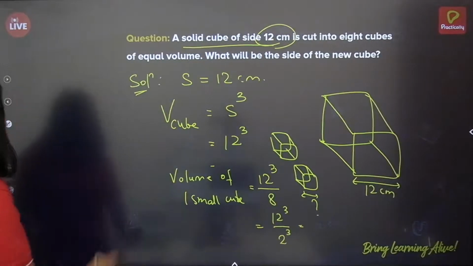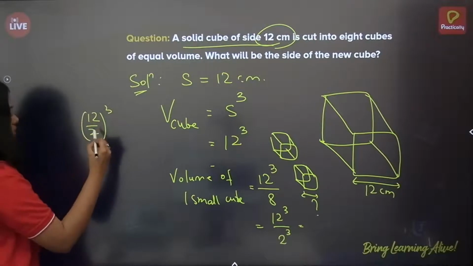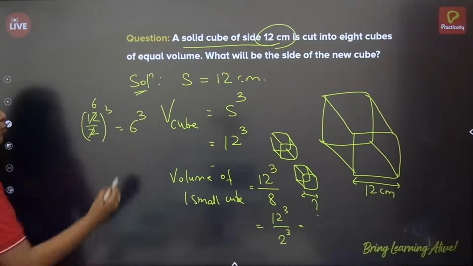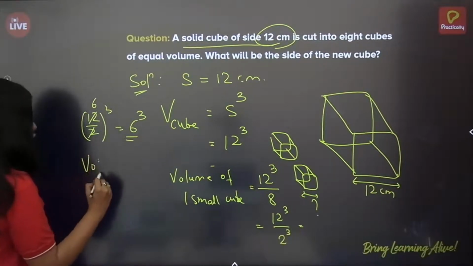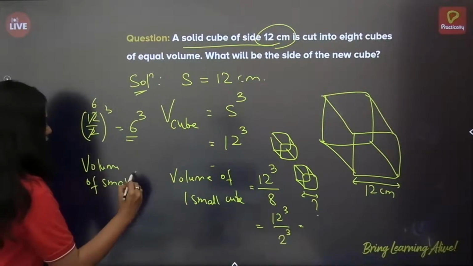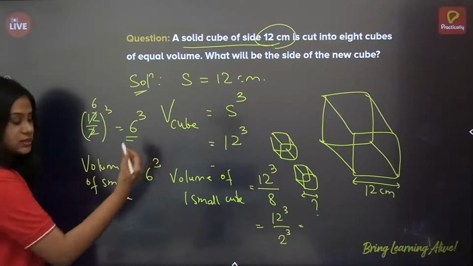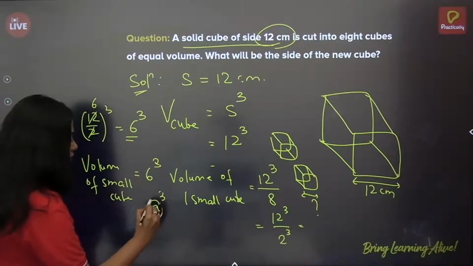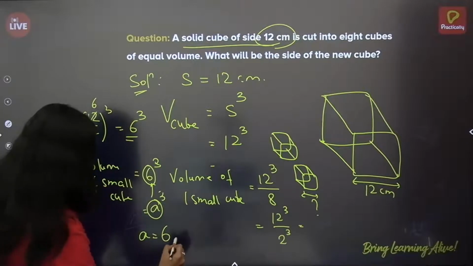So 12 by 2 whole cube. 6 is the answer. That is 6 cube. Now, what is this 6 cube? It is nothing but volume of 1 cube. So, volume of small cube is equals to 6 cube. When the volume is 6 cube, what will be the side? It is nothing but A cube. So, what is A? It is nothing but 6. So, 6 centimeters.